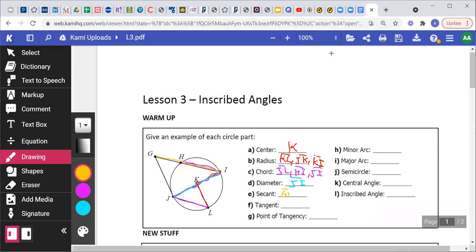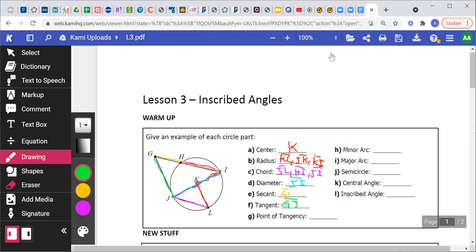And then we only have one tangent. The tangent line is the line outside the circle that touches the circle at exactly one position. So if I trace this one, it touches the circle here. So this is called a tangent, GJ. So GJ is a tangent line.